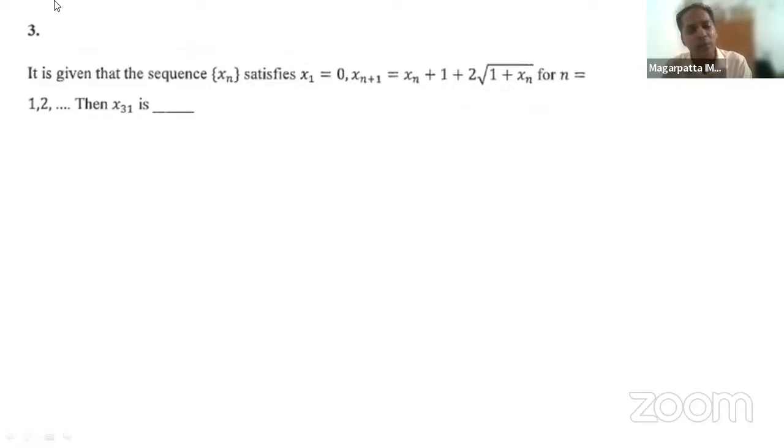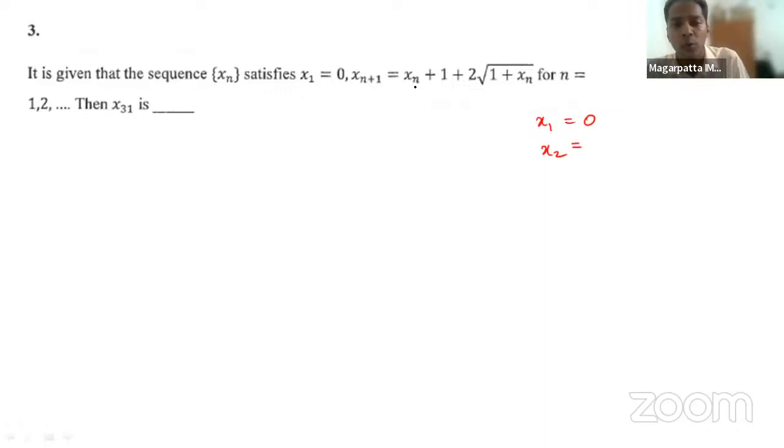Right. So whenever you have sequence based questions, see if you are able to identify a pattern by substituting at least a few values first. If you find a pattern, do it. If you don't find a pattern, don't do it. So x of 1 is 0. What would be x of 2? Now you should be able to quickly substitute.